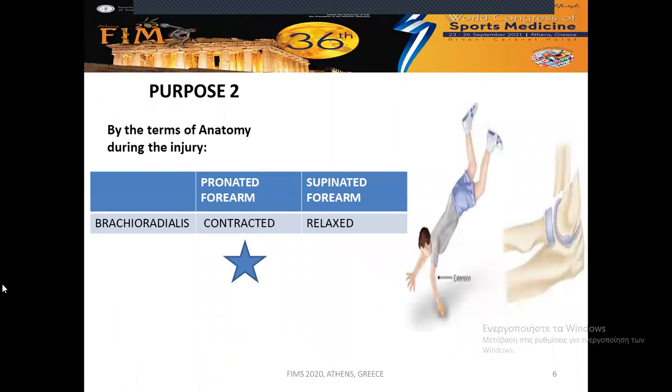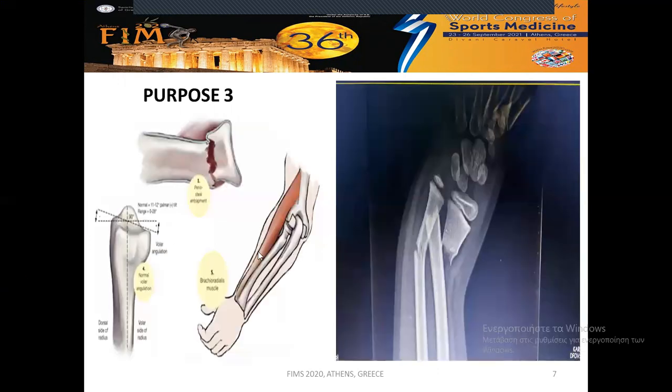It is very important to recognize that the brachioradialis muscle is contracted when the forearm is in pronation and is relaxed in supination. And you can see here in this picture the very high and strong correlation between the insertion site of the brachioradialis and the distal radius fracture.